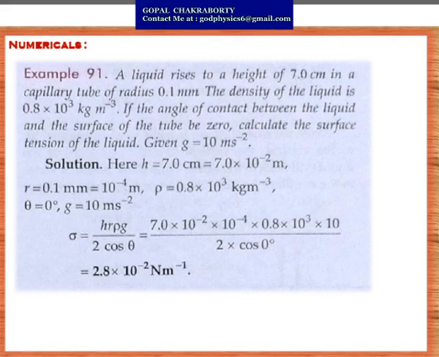So here also, the height H equals 7 centimeter, means 7 into 10 to the power minus 2 meter. The radius is given as 0.1 millimeter, that means 10 to the power minus 4 meter. The density is 0.8 into 10 cube kg per meter cube. Angle theta is 0 and g is the acceleration due to gravity, that is 10 meter per second square. As you know, the surface tension formula is sigma equals h rho g by 2 cos theta. Cos 0 means 1, and if you substitute all the values, you get the surface tension equal to 2.8 into 10 to the power minus 2 newton per meter.